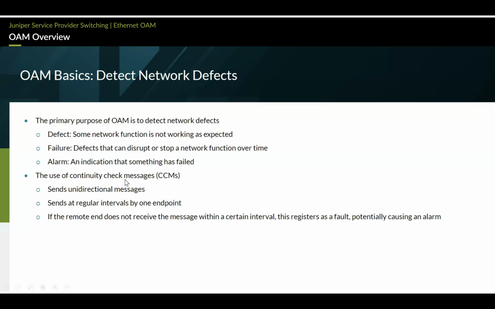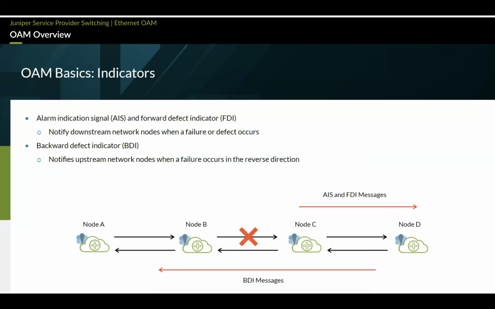Second point, the use of continuity check message, that is called CCM. Basically, this is used to detect faults and sends a unidirectional message continuously at regular intervals by one endpoint. If the remote end does not receive the message within a certain interval, this registers as a fault, potentially causing an alarm. So you can say in Ethernet OAM, neighbor devices or peer devices communicate and detect those faults.